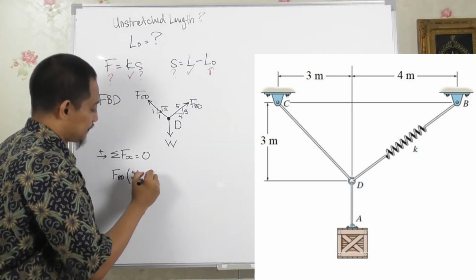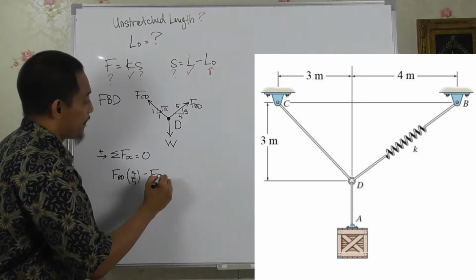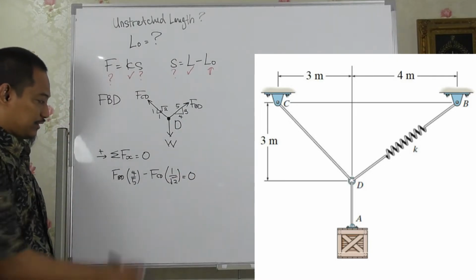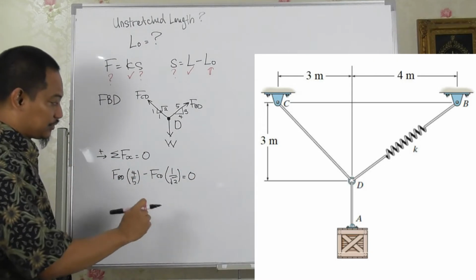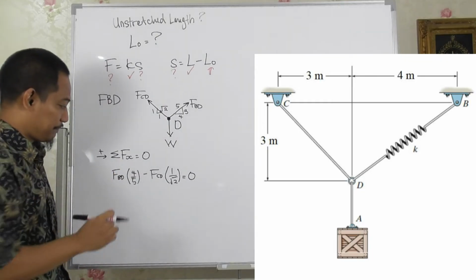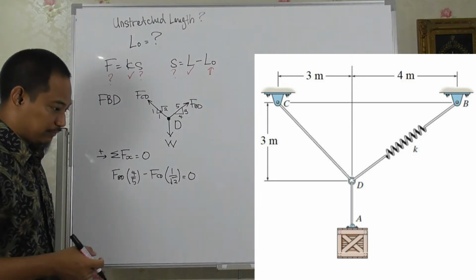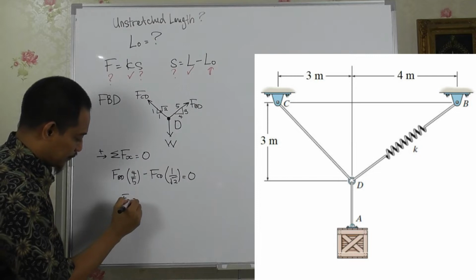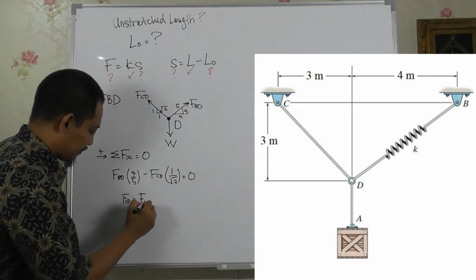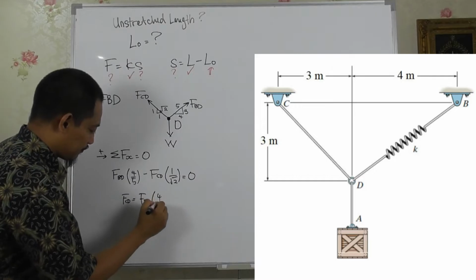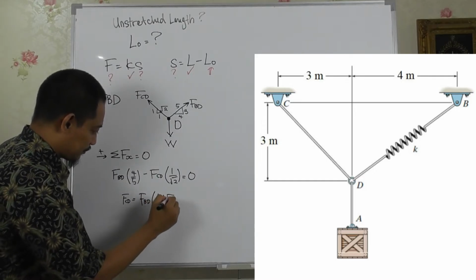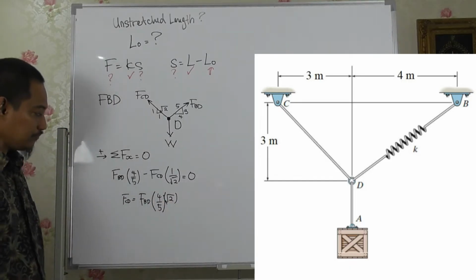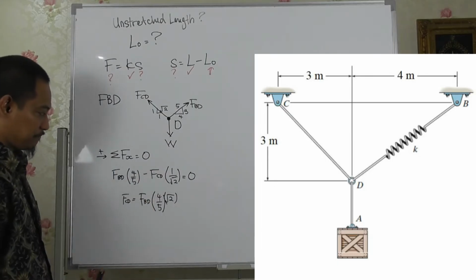And then minus FCD 1 over square root of 2 equal to 0, right? So this is equation 1. Of course, if you want to rearrange so that you can just plug in afterwards, also fine. For example, if I want to rearrange, let's say FCD equal to, I bring it here, so FBD 4/5 then times square root of 2, right? It will be like that. This is just rearranging, right?